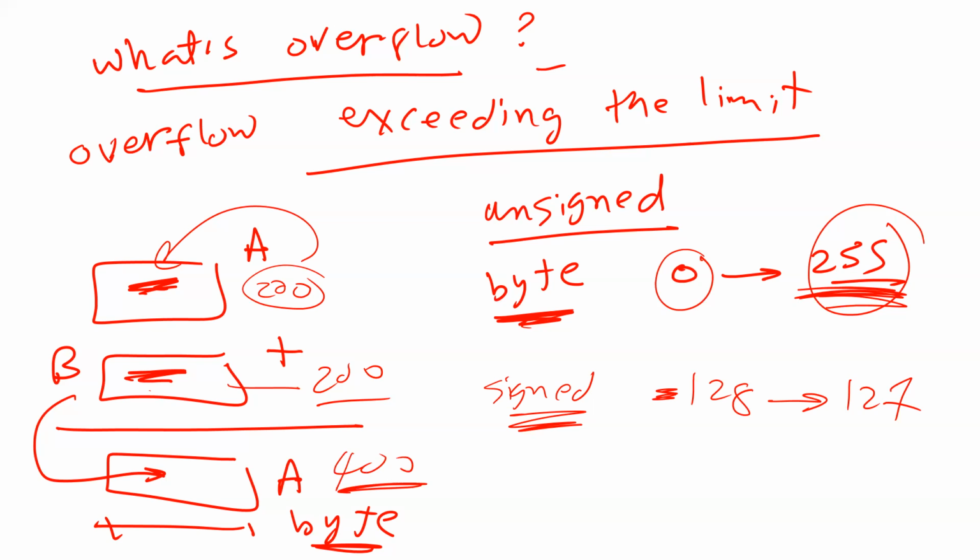So if you do addition and you find there is overflow, that means the result you are going to get here is wrong. This is not the correct result because I don't have enough space. That means there is something wrong in this operation and you have to fix it. That's the meaning of overflow. You understand what I'm saying?